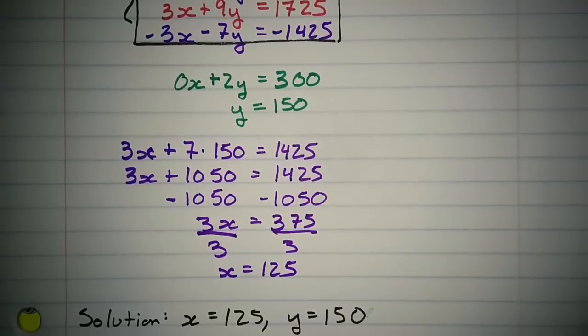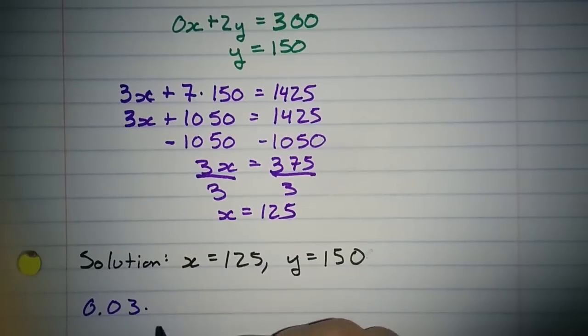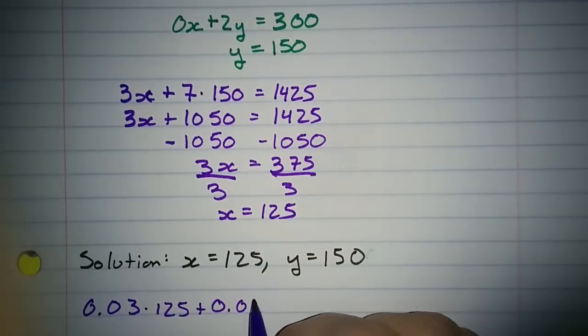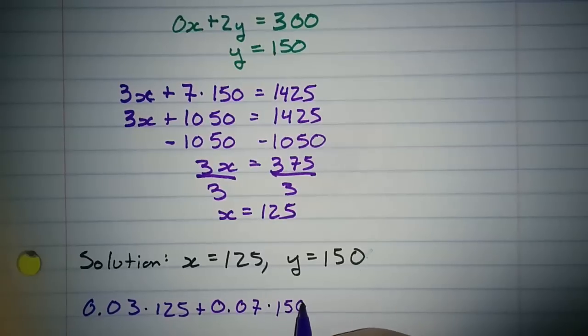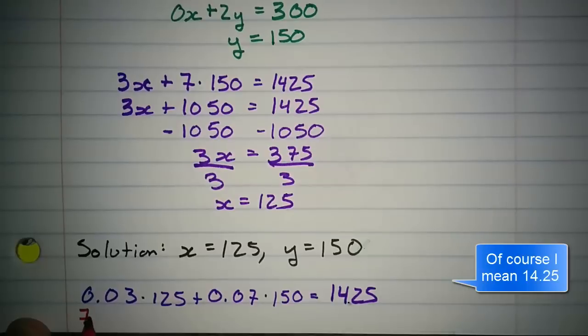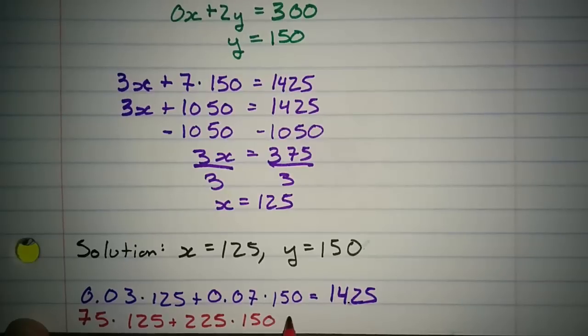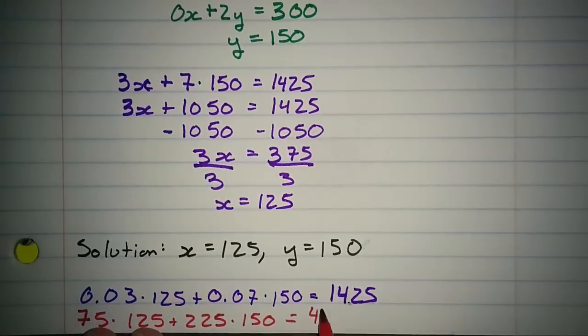And now I did a lot of manipulation, so I'm going to check that. 0.03 times 125 plus 0.07 times 150. I'm just going to enter this into my calculator. That does indeed equal 14.25. 75 times 125 plus 225 times 150. That does indeed equal 43,125. So our solution really is correct.